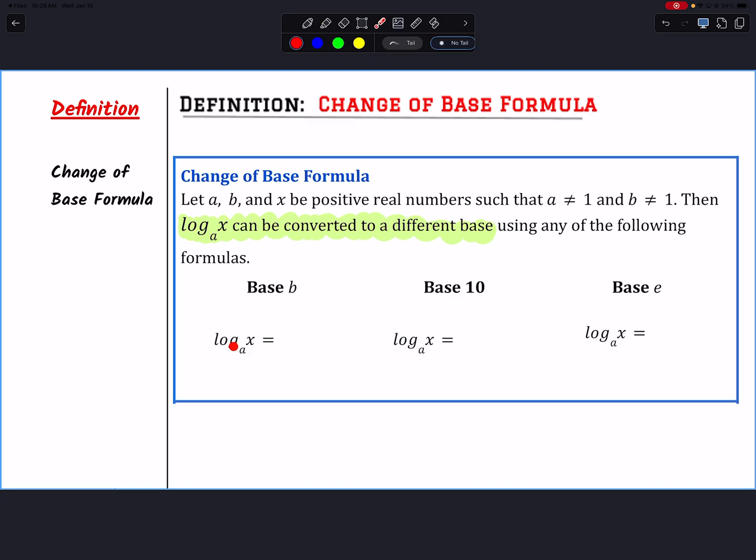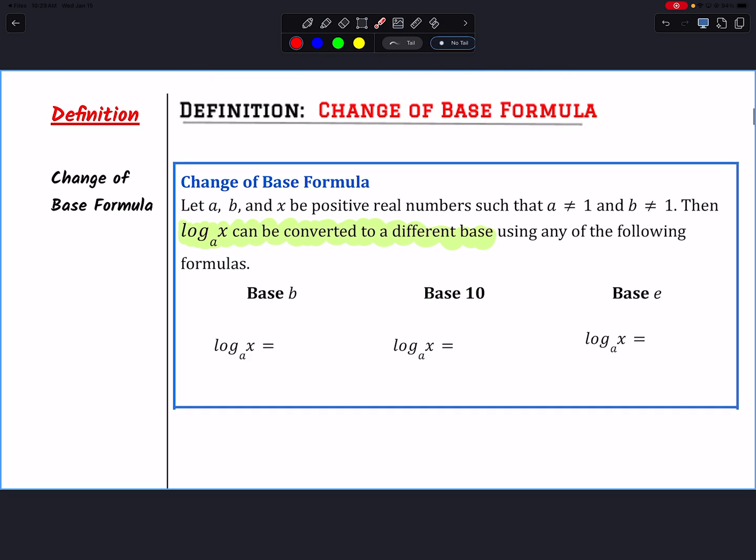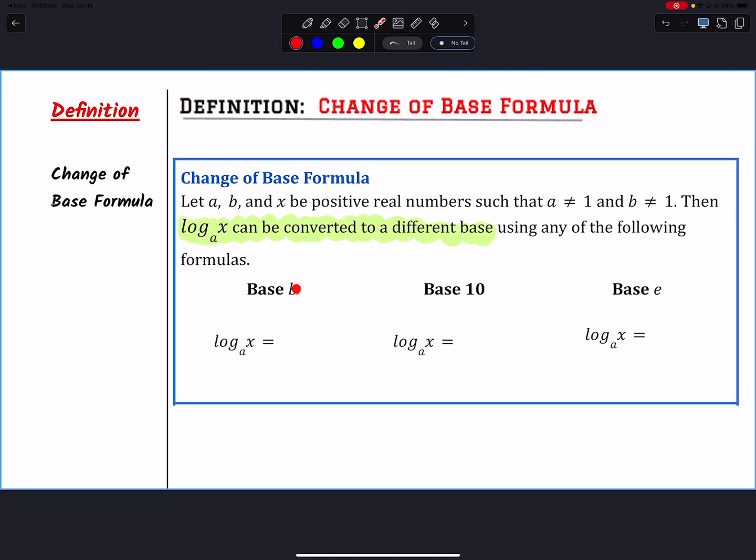So what all these 3 mean is, let's say this is the problem I give you: log base A of something. Remember, A is your base. And of course, my pencil's lagging. Let's say I want to convert it to log base B. B is just a number. The formula is going to be log base B of X divided by log base B of A.